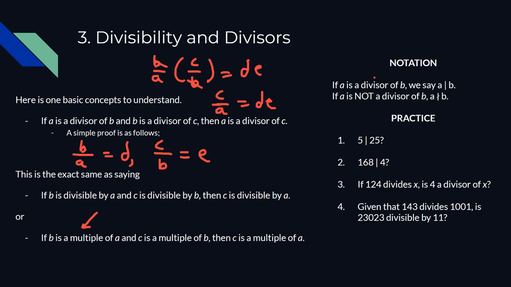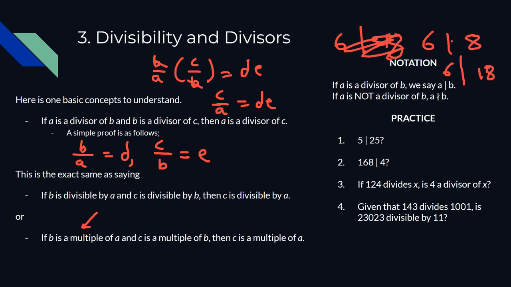Now for some notation, if A is a divisor of B, we say A and then we put a bar over here and then we write B. Is this statement true or false? So is 6 a divisor of 8? The answer is no. 6 times no integer will give you 8. But what about this? 6 and then 18 over here. Is this true or false?